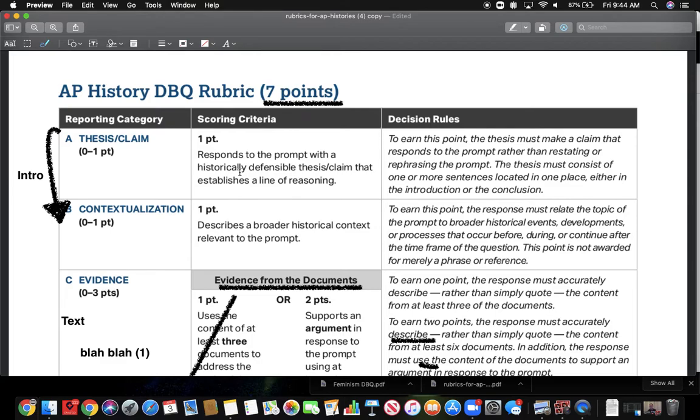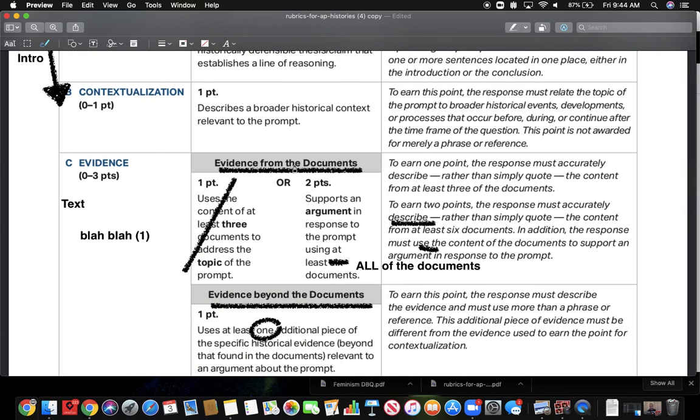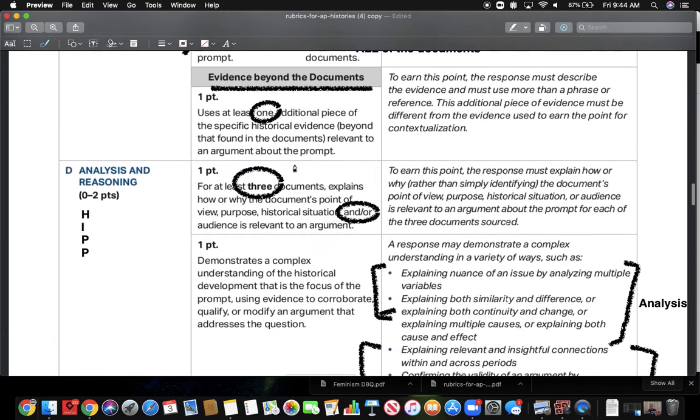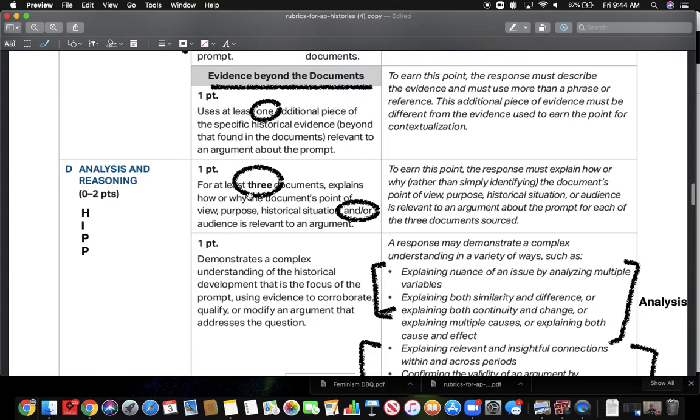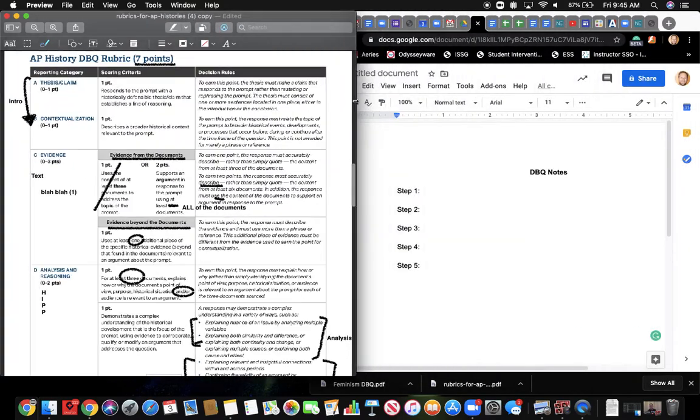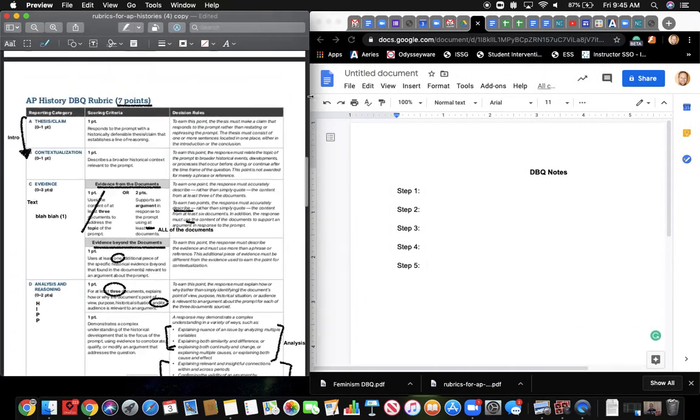The major shift here is that the evidence is going to come from the documents, and that we have to practice doing a little bit more deeper document analysis in order to do so. So that's what we are going to be practicing. So this is how you earn the points. Let's go ahead and take a look at an example DBQ that I have given you.